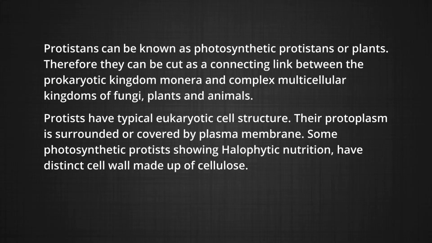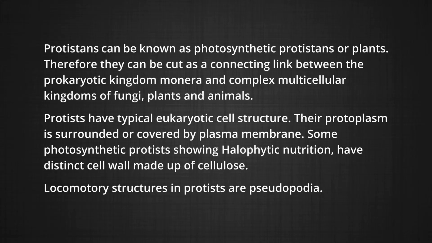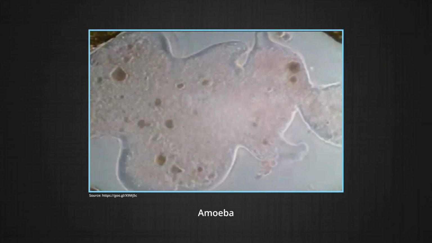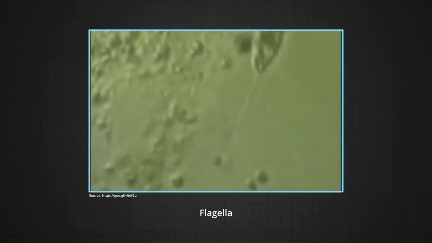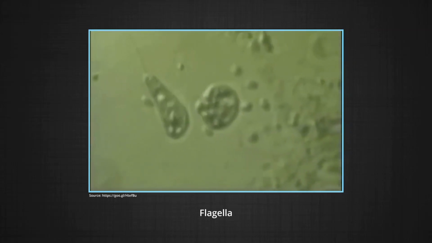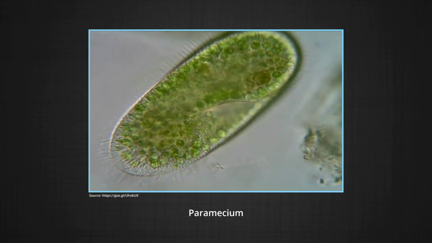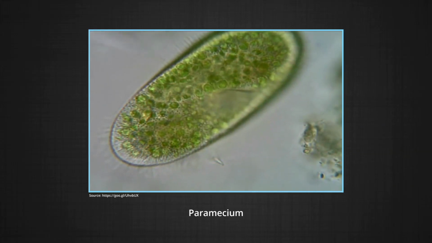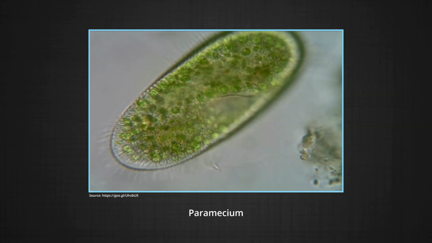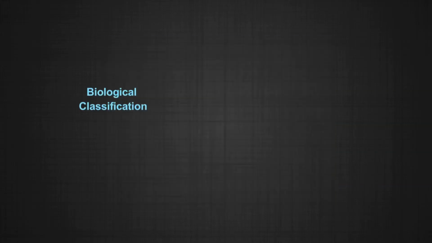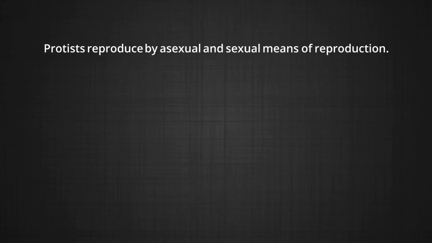Protists have the typical eukaryotic cell structure. Their protoplasm is surrounded by a plasma membrane. Some photosynthetic protists showing holophytic nutrition have a distinct cell wall made up of cellulose. Locomotory structures in protists are pseudopodia, like in amoeba, flagella, like in Leishmania and Gymnodinium, or cilia, like in Paramecium. The photosynthetic protists are present on the surface of water bodies and are known as phytoplankton. They are major supporters of the balance of the ecosystem as they fix the maximum amount of CO2 in the biosphere. Protists reproduce by asexual and sexual means of reproduction.